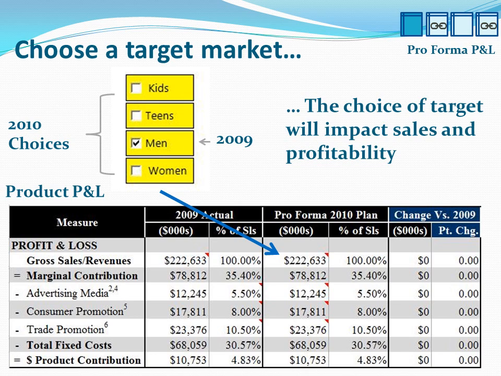The target choice will affect the market share assumption, and therefore sales, as shown by the blue arrow. This result is linked to the response model and the marketing flowchart spreadsheets. Below the target market selection is the Crunch P&L from 2009 and an active one for 2010. As the marketing plan is being built, the 2010 P&L will automatically be updated. Next, I'll introduce the response model.